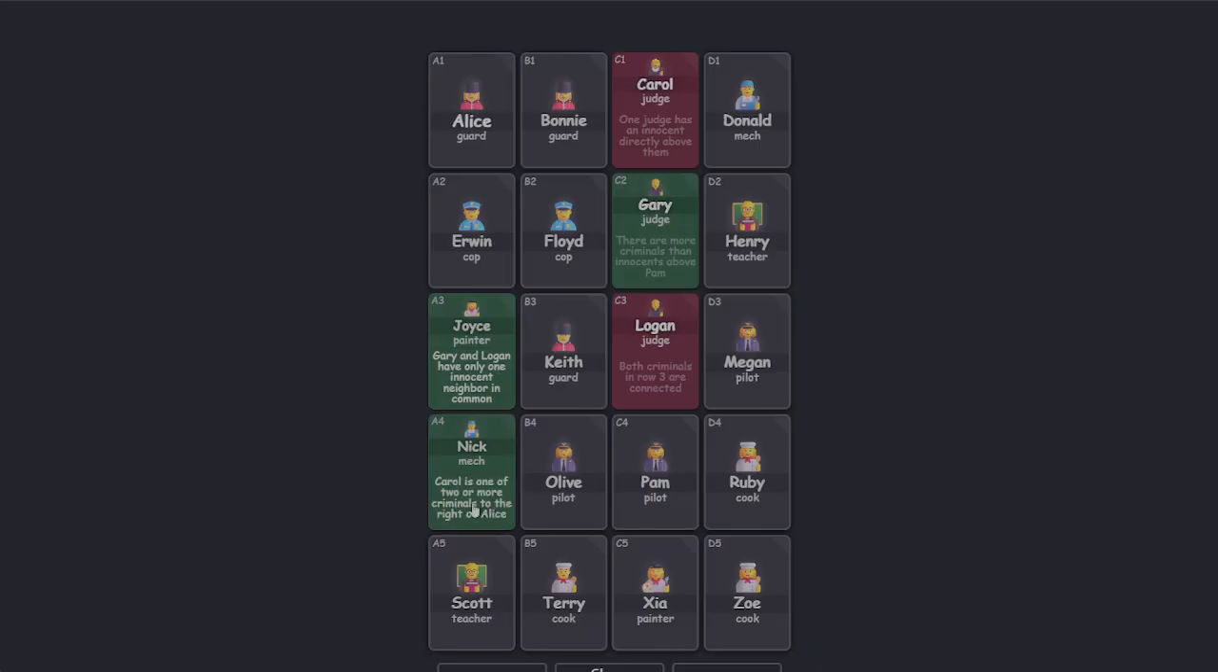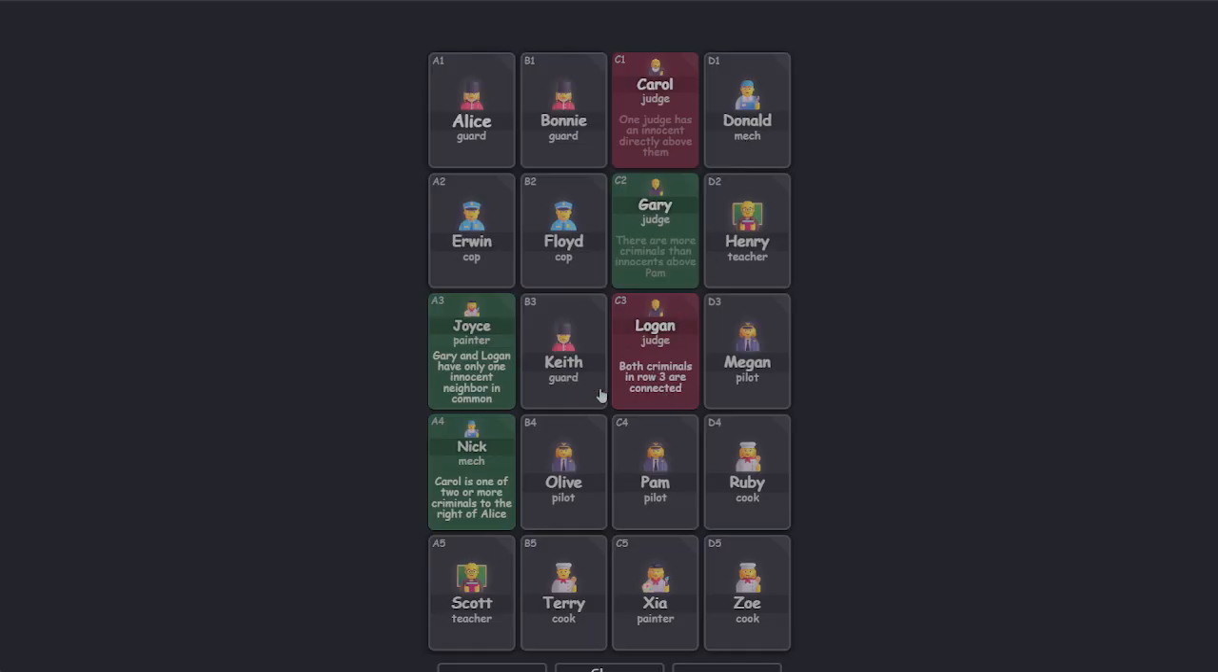Actually, this clue is not done yet. And this clue isn't quite done yet. This clue is definitely done. There are more criminals than innocents. Okay, so this is done as well. But these clues aren't quite done. So Carol is one of two or more criminals to the right of Alice. Two or more. So either Bonnie or Donald is also a criminal.